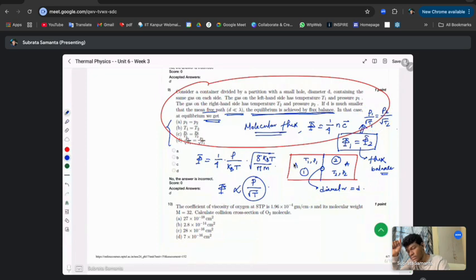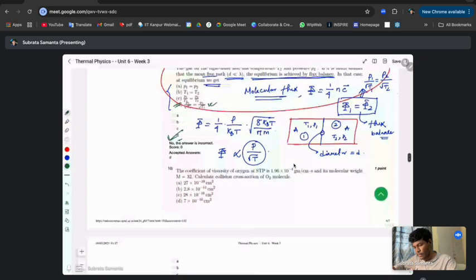So that means option D is correct. Option D is the correct option. Okay. So far, any questions?